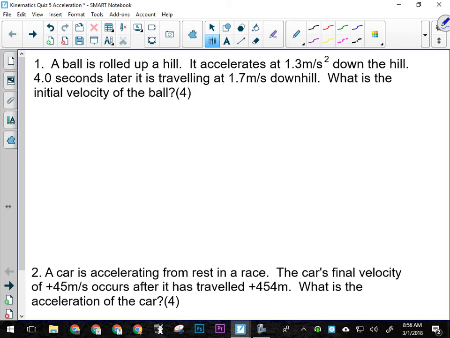All right, so in question number 1, we have basically like the example we did yesterday. We have a ball rolled up the hill. It accelerates at 1.3 meters per second squared down the hill. All right, so our acceleration is going to be negative. Four seconds later, so we're given the time, it's traveling at 1.7 meters per second down the hill.